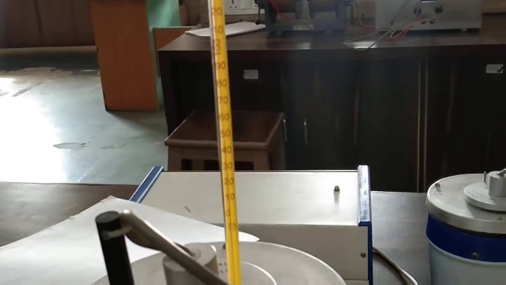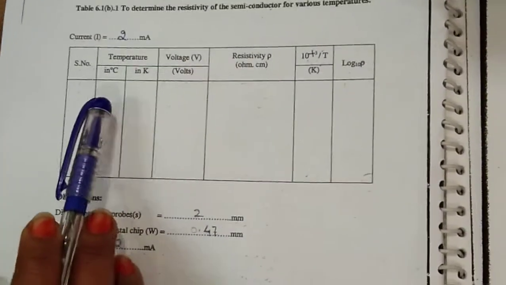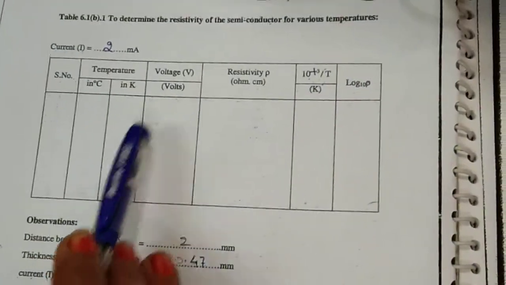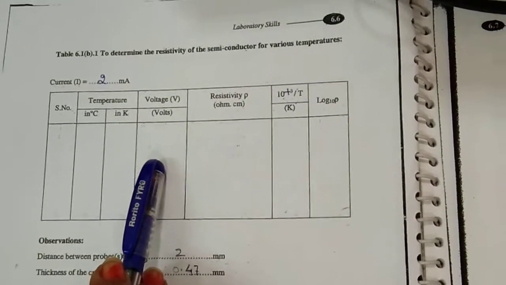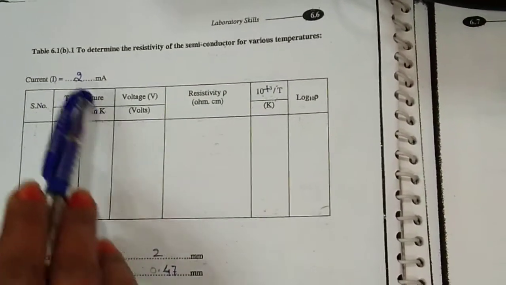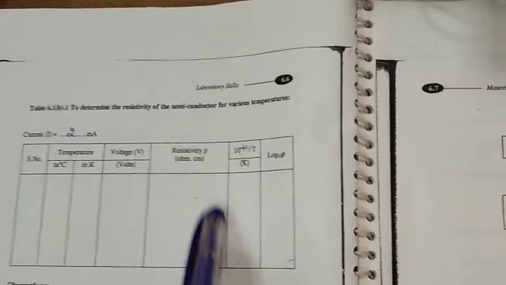Now when your corresponding voltage value and the temperature have been taken, you have to write the corresponding values over here, the temperature changed into Kelvin, and the corresponding voltage in this. From this you have got V and I. V by I, and the formula says V by I into 0.213. So you will place the value of V and I and find out the resistivity.